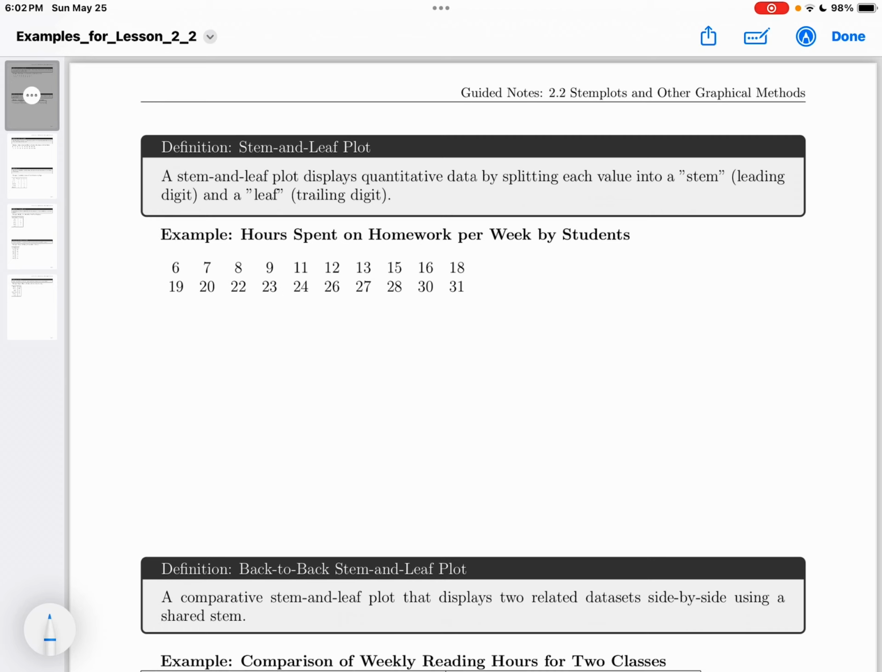Today we're going to explore how to visualize data using a variety of graphs. So previously we looked at a histogram where we put the data in categories and then counted how many data values fell in that category, and that was how we constructed our bars. Each bar represented a category.